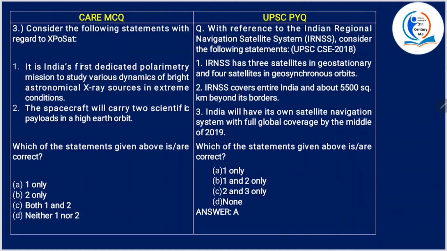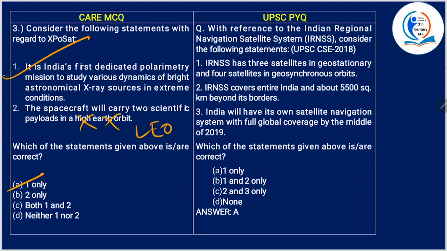Now we'll get into the MCQ. Consider the following statements with regard to XPoSat. One: It is India's first dedicated polarimetry mission to study various dynamics of bright astronomical X-ray sources in extreme conditions. This is correct. Two: The spacecraft will carry two scientific payloads in high Earth orbit. No, we just saw it is low Earth orbit. So the second statement is wrong, the first statement is correct. So A is the answer.